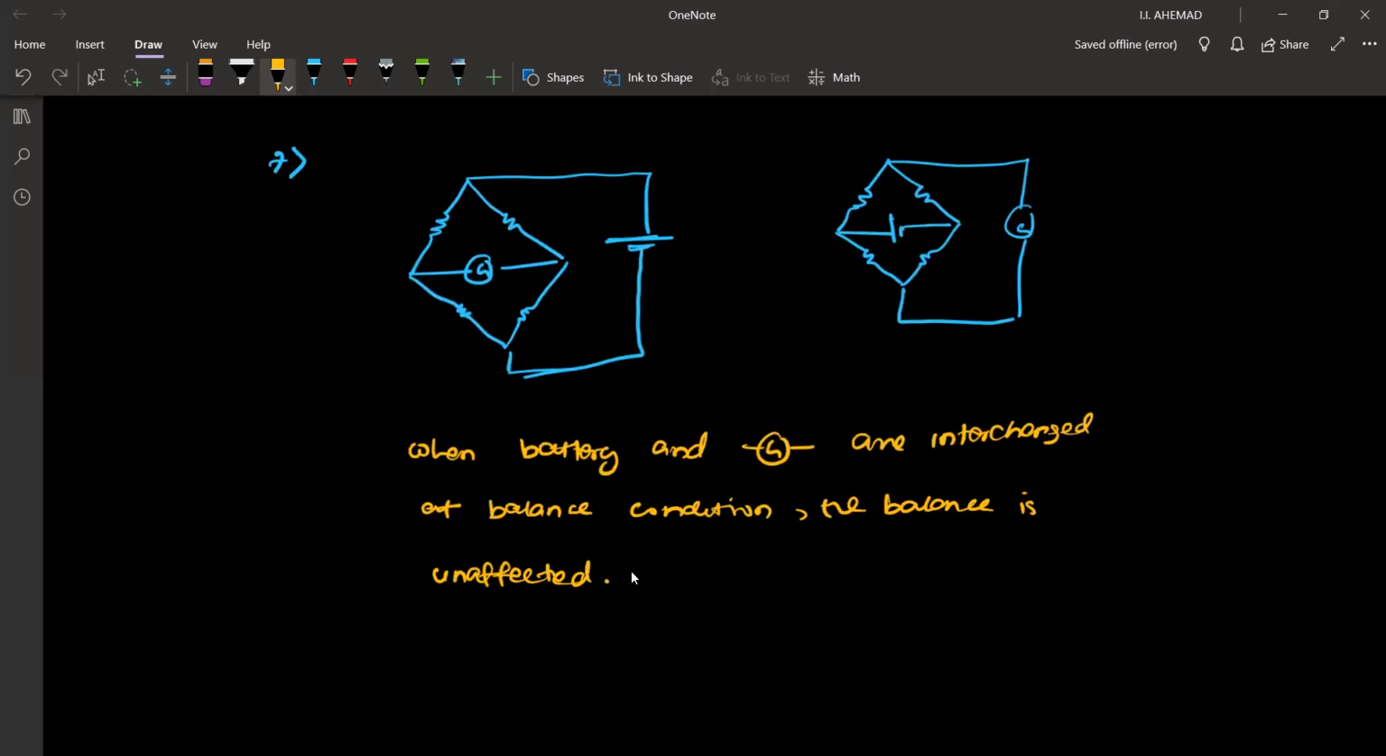Okay. So just look, these two circuits are actually the same. Just imagine this battery coming between these two, and this is going out there. Both the circuits are similar, right? So it's not going to make a change.